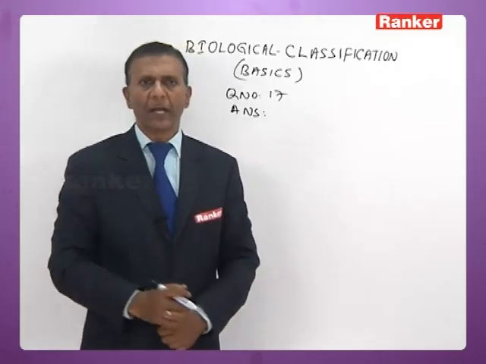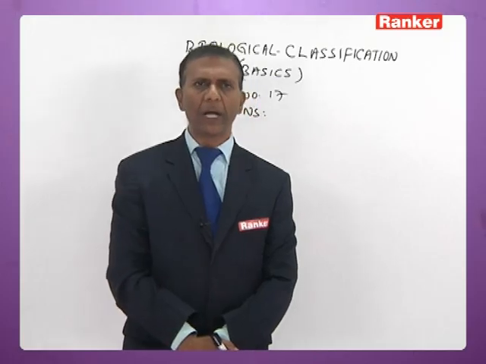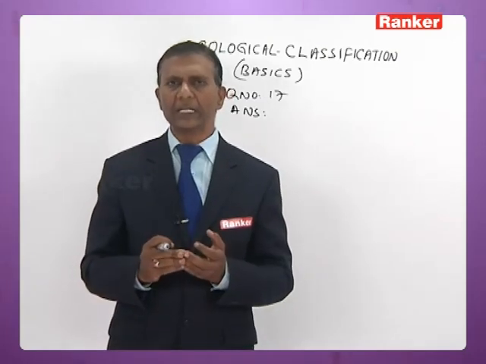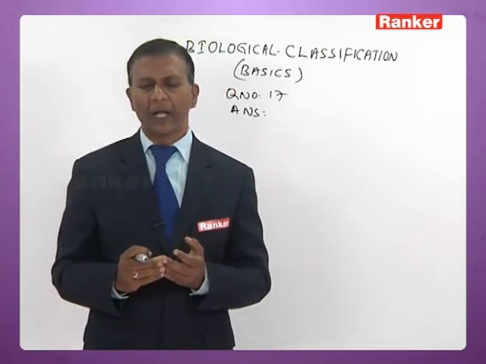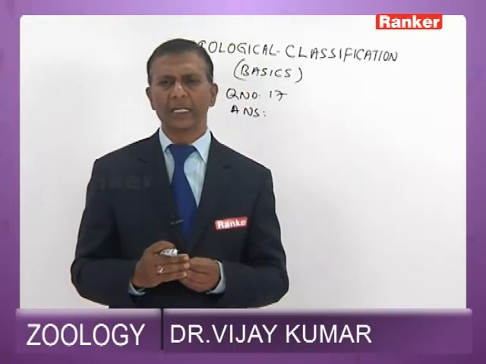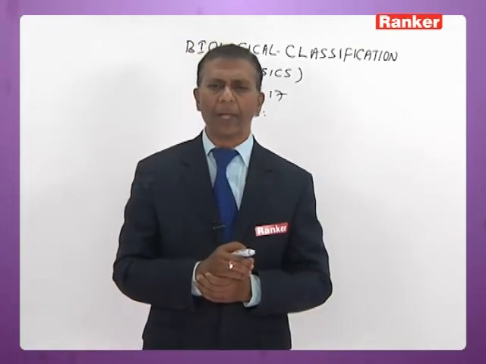Question number 17 here now. In the taxonomic position of man, obligate taxon below Chordata. A, Vertebrata, B, Animalia, C, Tetrapoda, D, Mammalia. Now just now you have learned the obligate taxons. How many are there here? You have species, genus, then family, then order, then class, then phylum and kingdom. All these 7 of them are identified as obligate taxons.